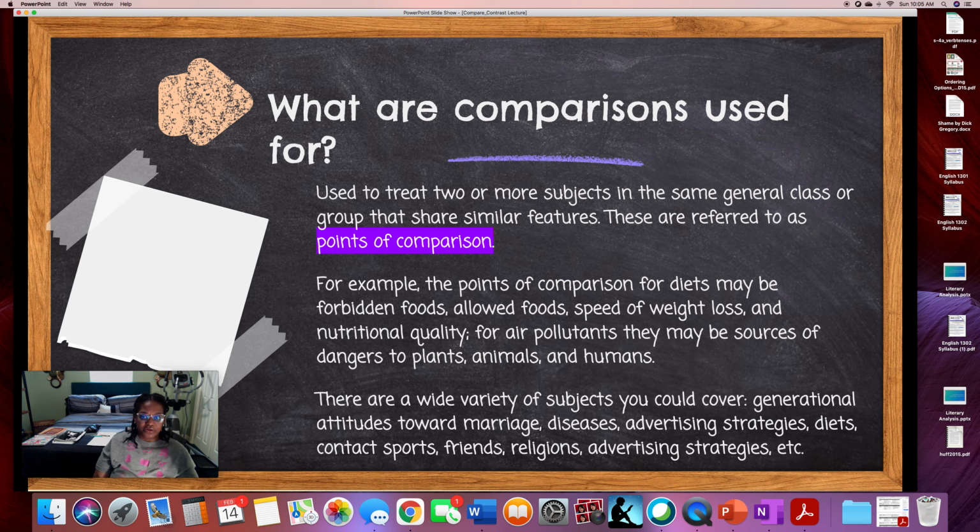Points of comparison are going to be used to treat two or more subjects, like I said. There's a wide variety of subjects that you could choose from. You as a writer, with this particular writing assignment, are going to be given some parameters as to what types of comparison and subjects you can deal with. And then from that list that you're going to be given for your essay, you can decide which points of comparison you want to focus on for that particular essay.